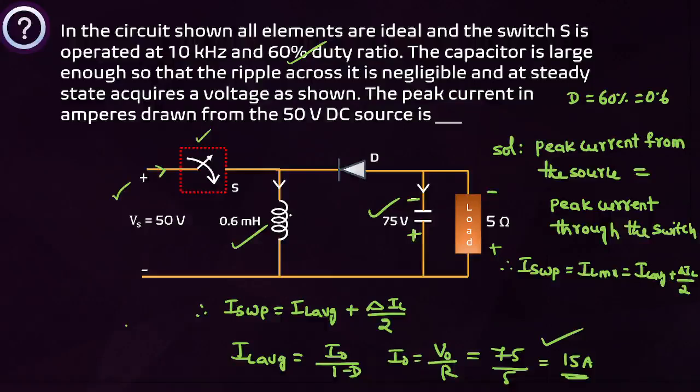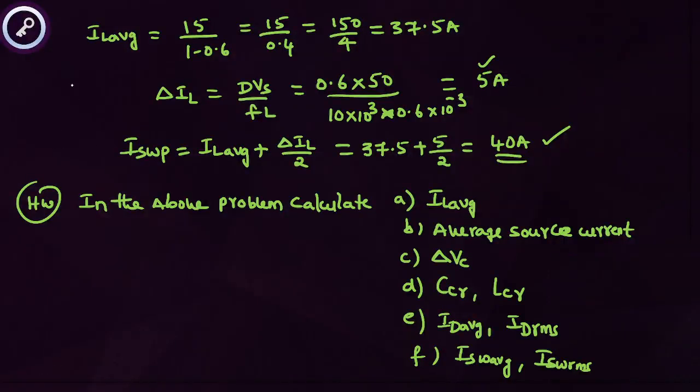And this is the question based on which one? Buck boost regulator. Why? Inductor is at middle. Buck boost regulator that you try to solve. And average inductor current I solve. In the above problem, you try to practice this one: average inductor current, average source current, peak to peak capacitor ripple voltage, critical capacitance, critical inductance, average diode current, RMS diode current, average switch current, RMS switch current.